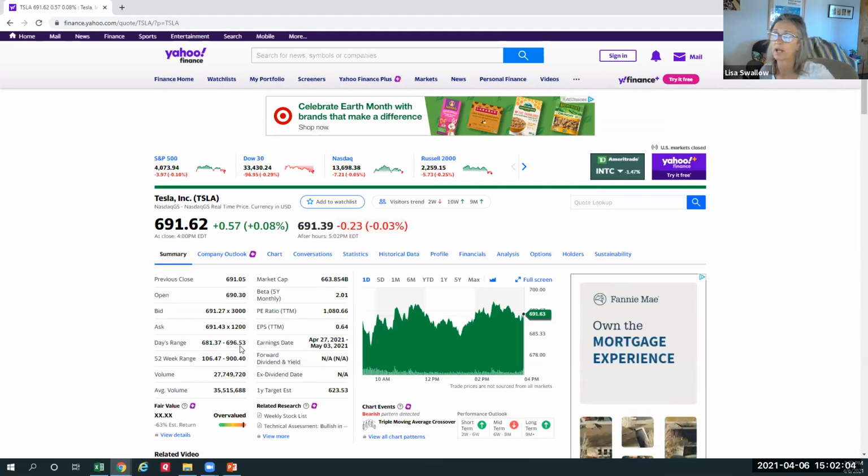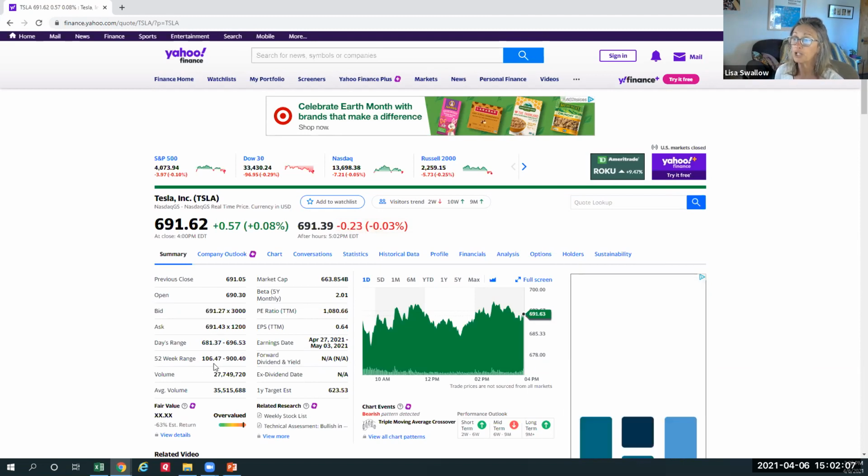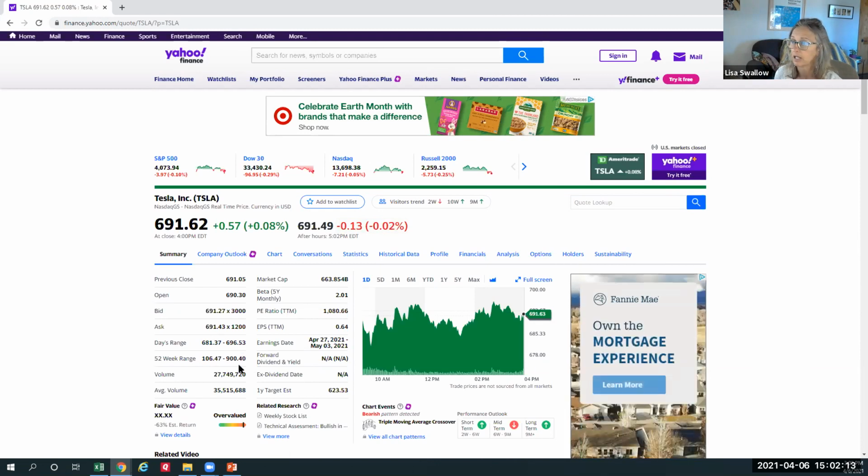It went up and down a lot today. 52-week range, it's been as low as $100 and as high as 900. Wow, that's volatile, right? Today's volume was less than the average.